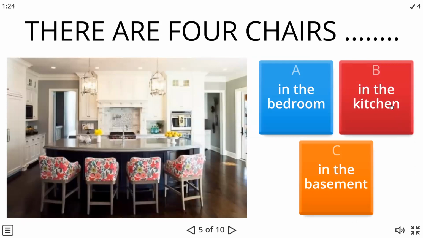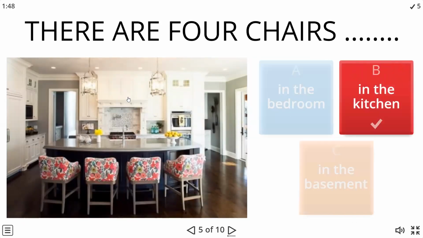There are 4 chairs in the bedroom, in the kitchen, or in the basement. In the kitchen. Do you know what is basement? Kitchen is cocina. Basement. What is basement? Sótano. Nosotros no tenemos sótanos, right? Tenemos cocheras. Maybe most of the time we have parkings. Okay.